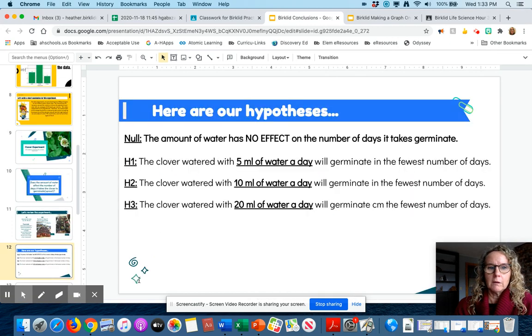Okay. So our experiment, our hypotheses were: the null hypothesis was that the amount of water will have no effect on the number of days it takes to germinate. The H1 was that the clover watered with 5 milliliters of water will germinate in the fewest number of days. H2 was the clover watered with 10 milliliters a day will germinate in the fewest number of days. And then our H3 was the clover watered with 20 milliliters of water a day will germinate in the fewest number of days.